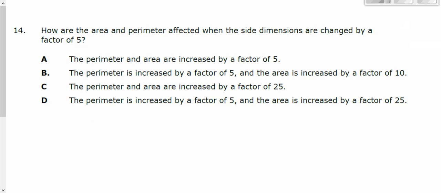Okay, looking at number 14. How are the area and perimeter affected when the side dimensions are changed by a factor of 5? Okay, so this is what we just talked about. My scale factor is 5. My area is not going to multiply by 5, though.